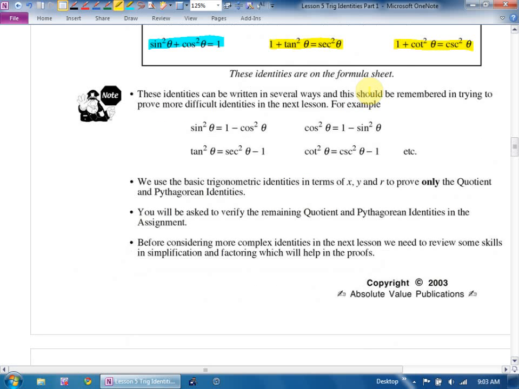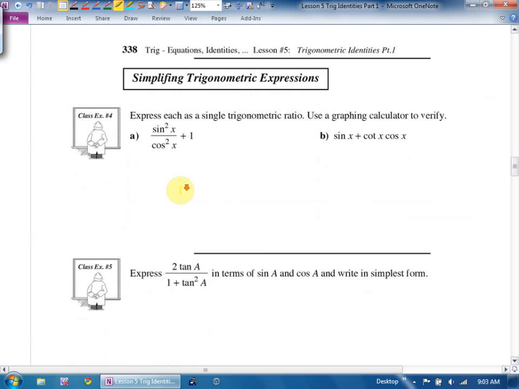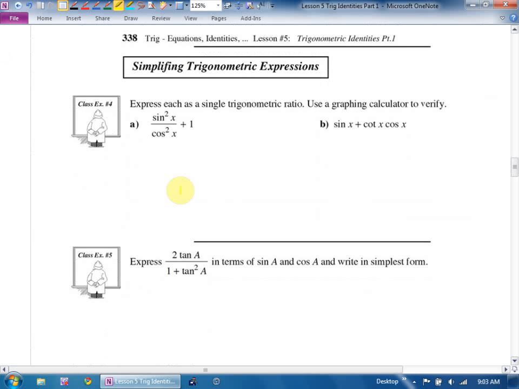Okay? So it says this. We use the basic identities in terms of X, Y, and R only to prove the quotient and Pythagorean identities. We're not going to use them again. Turn the page. So here are some of the questions that you'll get. And again, you want that formula sheet in front of you. It says: express each as a single trig ratio. Then it says use a graphing calculator to verify. I'm not going to do that. We're going to do the algebra.